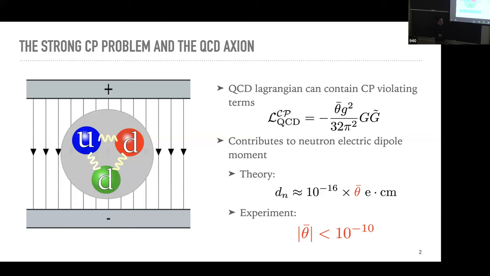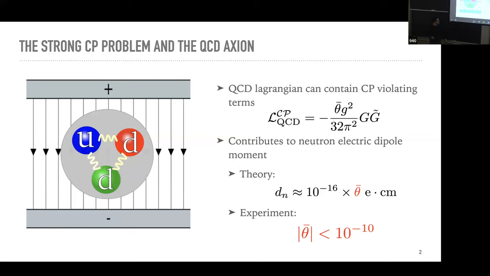And so when we measure no neutron electric dipole moment, what we're really doing is setting a constraint on what the value of theta bar is. This theta bar is an angle that lives between 0 and 2 pi. And so I can do a calculation, or rather Witten can do a calculation, where we find what the value of the neutron electric dipole moment is in terms of that theta bar parameter. We find it's tiny, but not so tiny that it's unreachable.